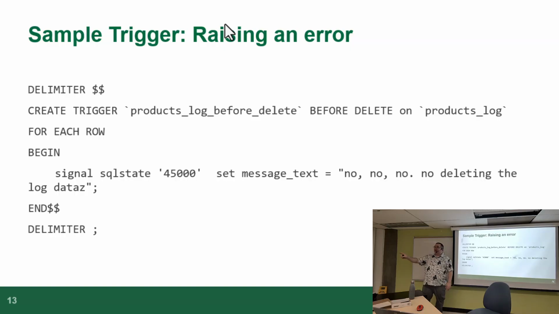Everything else is like raise error. These guys, it's signal. So you're going to send a signal to the client, SQLSTATE 45000. That means you find error. Set the message equal to no deleting the data. Okay. End. So what would happen is if I tried to delete one row, all the rows, before the delete fires off, it'll go, no, you're not allowed to do this. And it just kills the command. And if it's in a transaction, it'll actually fail the transaction. Like it's a hard fail.